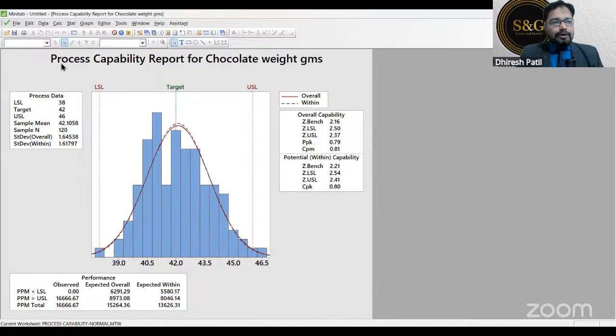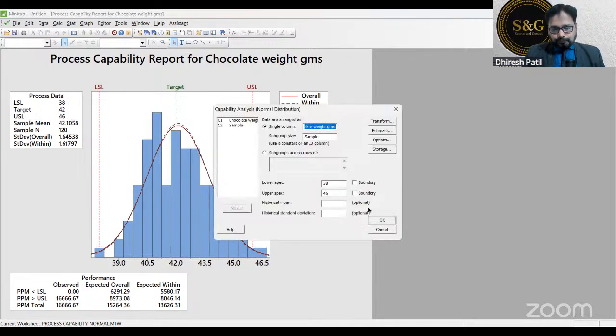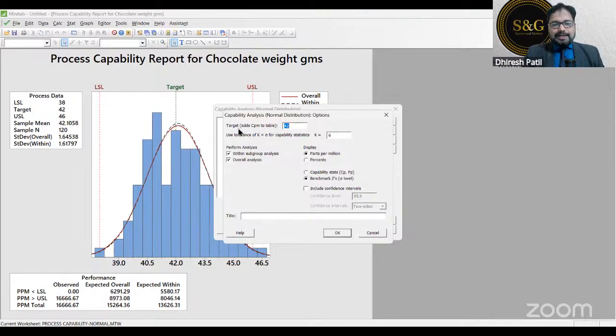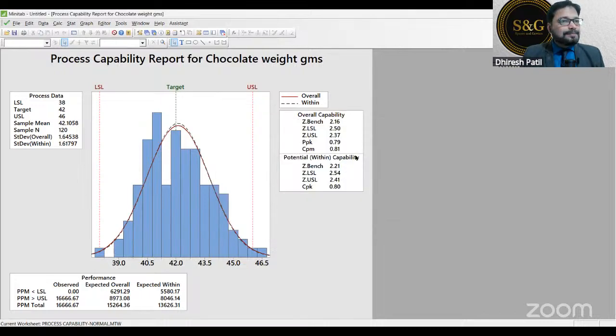One more time, you can go back here. Go to option. And here on the left hand side top, you can see target. Just put 42 here. You can put any target value. As of now, we have put 42. So 42 grams should be the target value of this chocolate. Then say OK, and then say OK, you will get this CPM value. Clear hai? So table number 2 clear? Just type yes in the chat box. Table number 2 clear hai? Give me yes.